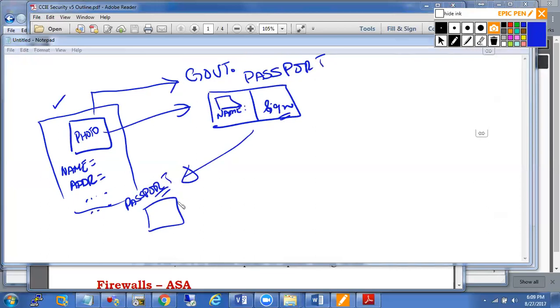Everybody understand that? You guys agree with that? So this is what's happening to identify you. Now you can take that passport to anyone and say, hey, I am Kuwar, and they would trust you. Right? Agree?